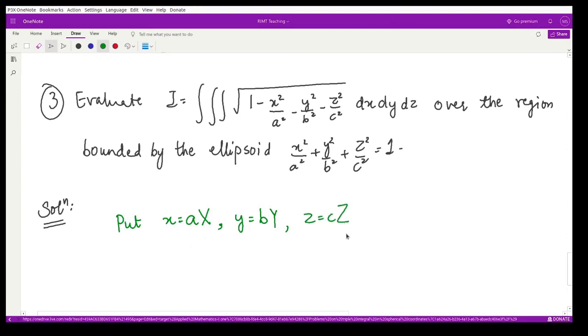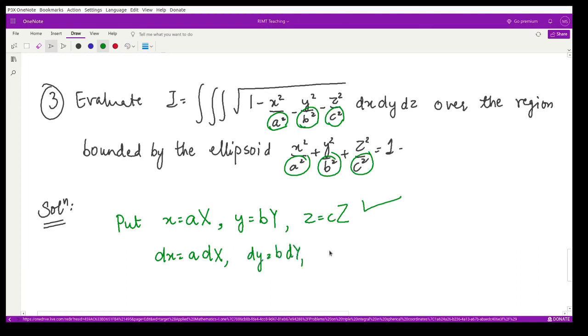So if you apply this transformation, why? Because for reaching onto this spherical coordinates, you do not require these constant terms, right? So we are trying to eliminate these constant terms by using this kind of transformation. So if you apply this transformation, what are your derivatives going to look like? Your derivatives would be dx would be a dX, dy would be b dY and dz would be c dZ.